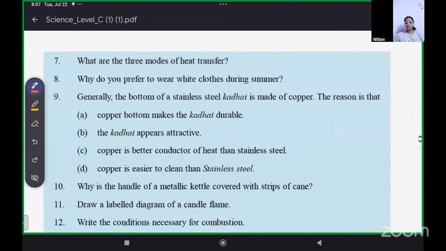Generally, the bottom of a stainless steel kadhai is made of copper. Kadhai is the utensil in which we make most of our vegetables at home. We cook our vegetables. So, why is the bottom made of copper? Ma'am, can I say? Ma'am, is there an English word for this? Yes, Emma. Ma'am, the answer is copper is a better conductor of heat than stainless steel.